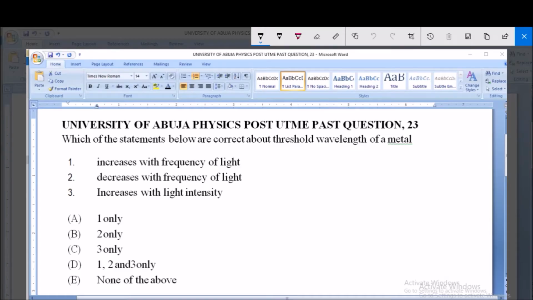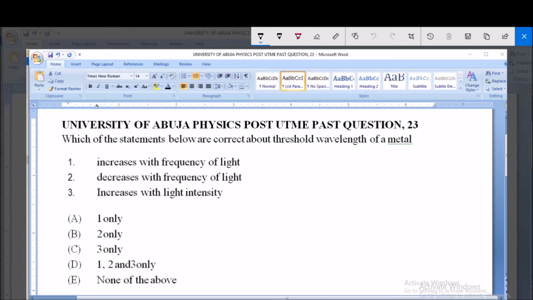Today we'll be dealing with University of Abuja Physics Post UTME past question 23. Which of the statements below are correct about the threshold wavelength of a metal?